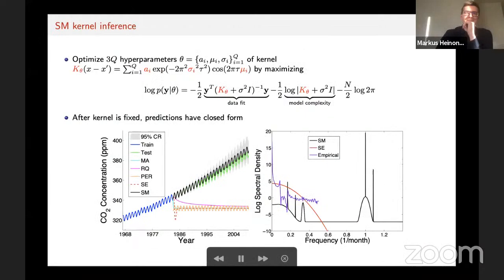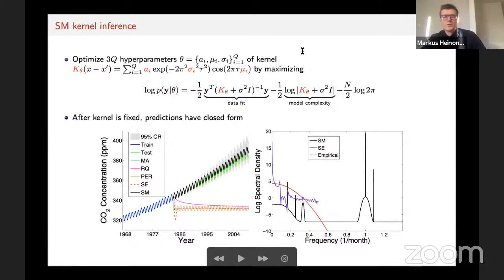Okay, so we now have three parameters to optimize. Previously, we usually just had length scale and signal variance. Now we have signal variance, inverse length scale, and these frequency means. So we actually only have one more term to optimize. We again optimize them using marginal likelihood.